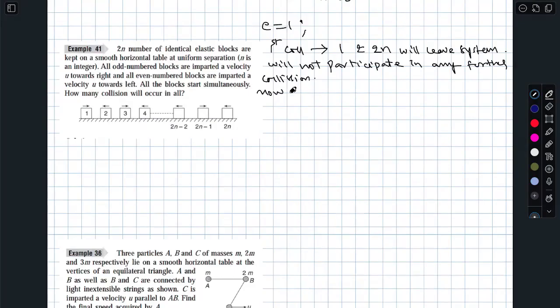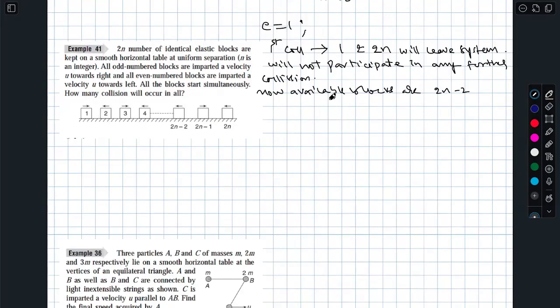The available blocks are 2n minus 2. Just 2n and 1 you are removing. Out of the total 2n, 2 blocks have been removed, so 2n minus 2 blocks are available. And they travel just like the initial system. So how many collisions are happening now?